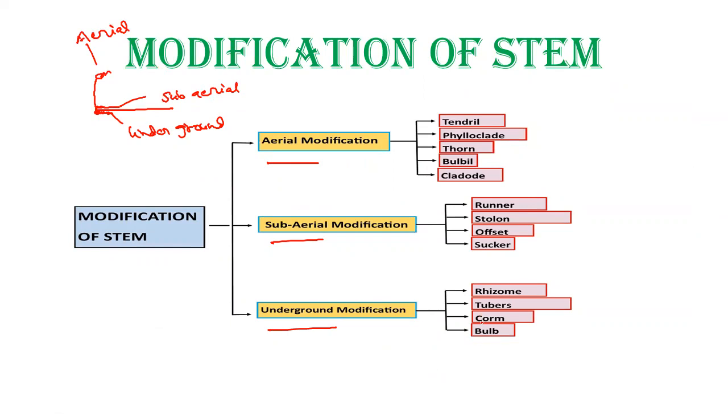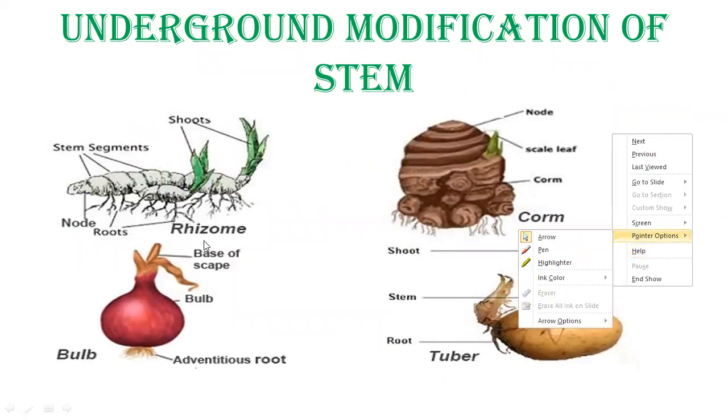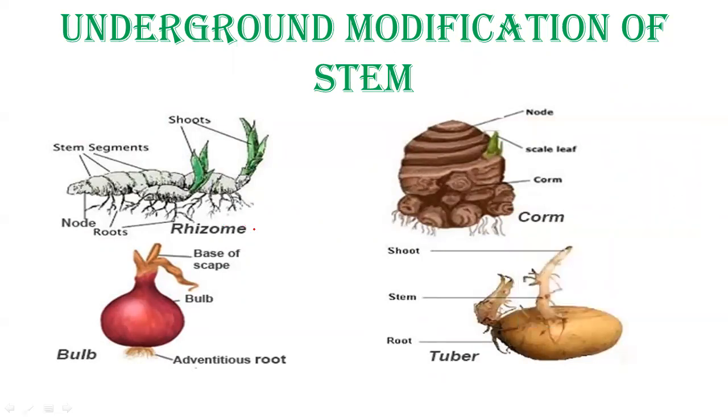These are the examples which we learn one by one. First, we learn underground modification of stem. So first example is rhizome, found in ginger, turmeric. The rhizome is the horizontally spread stem, and upon this rhizome you can see the nodes are present. These nodes show that this is the shoot.